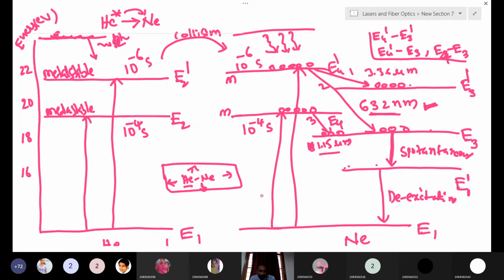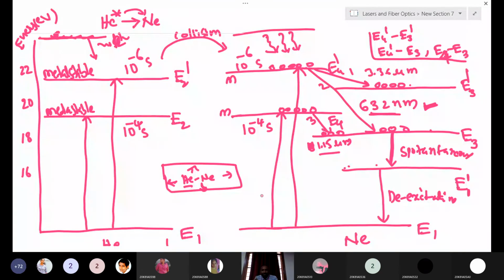Okay, if you give some small energy, helium atoms can excite, but neon atoms cannot excite because these are heavier atoms. Once we excite helium atoms, they will interact with ground state neon atoms and exchange energy. When neon atoms get sufficient energy, they will also excite to the higher energy levels. Here E2 and E2 dash and E4 and E4 dash are equal energy levels.